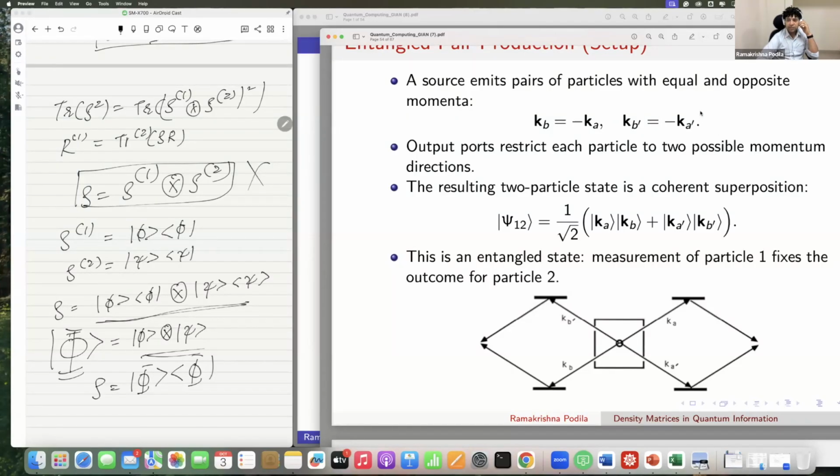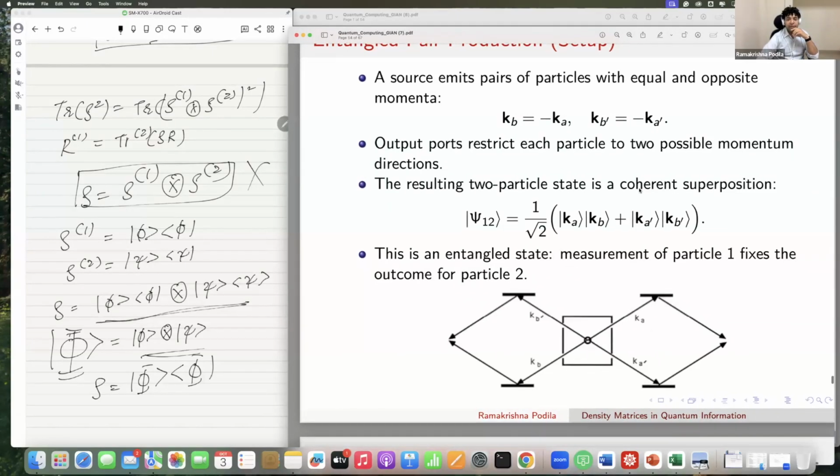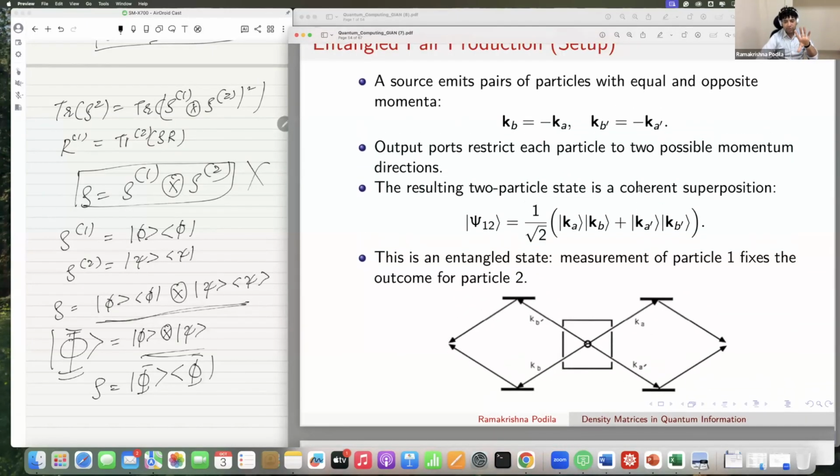Okay, no questions. Let us see briefly what an entanglement pair means. Let's take this experiment where you have some sort of a particle in the center, some source. This source can emit a pair of particles that have equal and opposite momentum. That means that it can emit in any random direction.